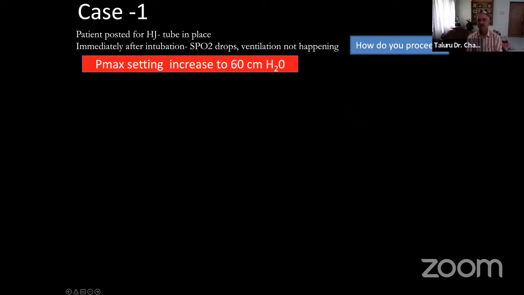Now I have increased it, ventilation is happening. So how do I know whether the problem is the airway, or the alveoli, or the chest wall? How do I know? Now ventilation is happening. So I get a PIP of around 55. I get a PIP of 55. So what should I do now? First step, what should I do?